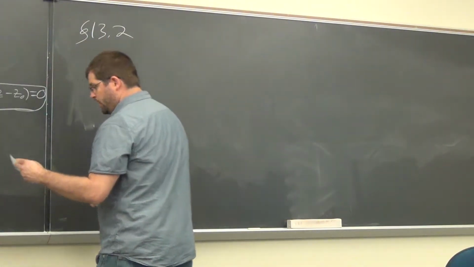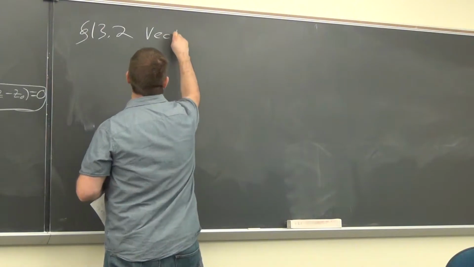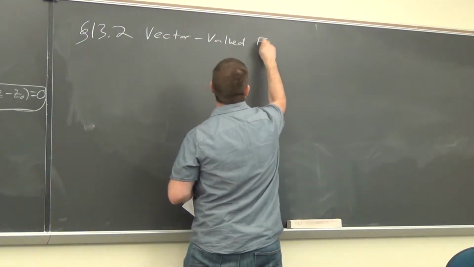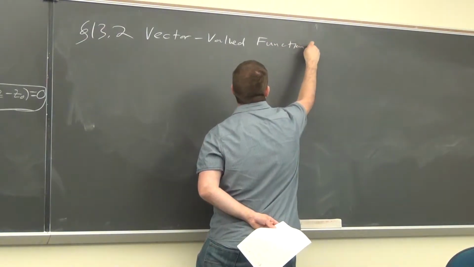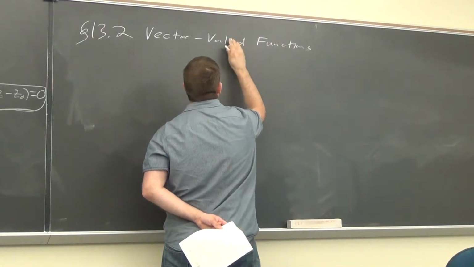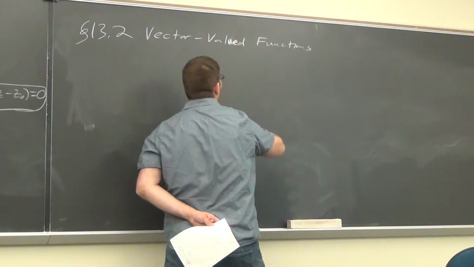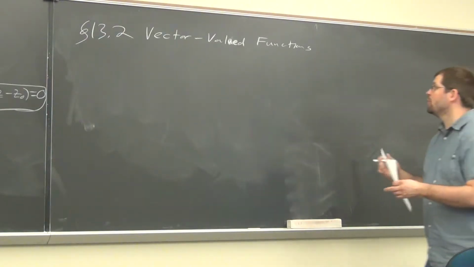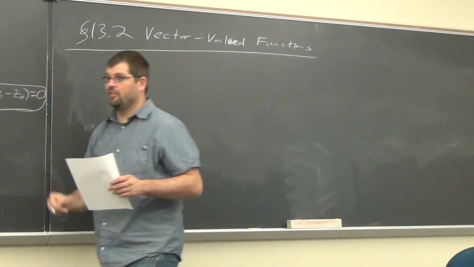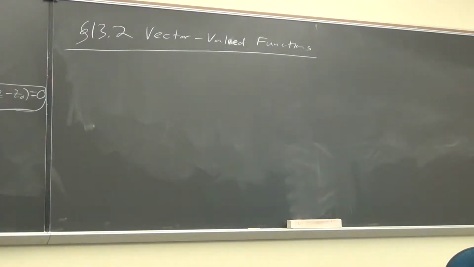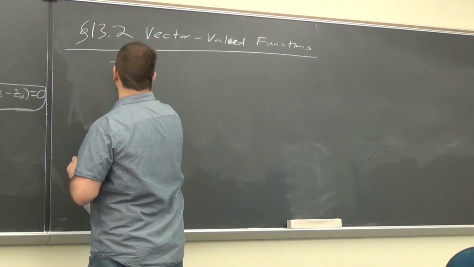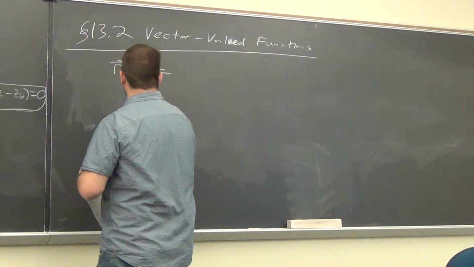All right, so 13.2 is on what we call vector valued functions. Okay, and so this is really nothing new. You've seen everything that you talk about as a vector valued function, you could just think of as a parametrically defined function instead. It's just a different way to write things out. So when we say something's a vector valued function, right now we're just going to have one variable.